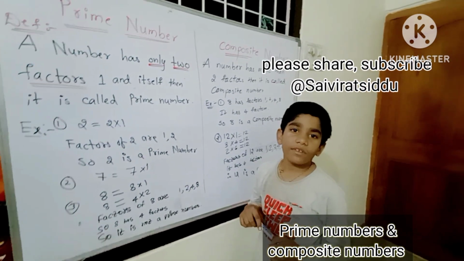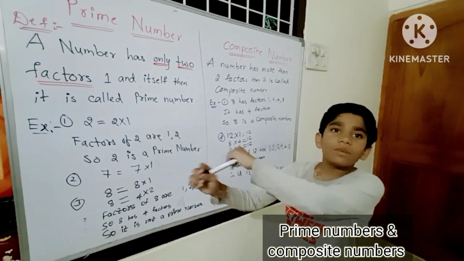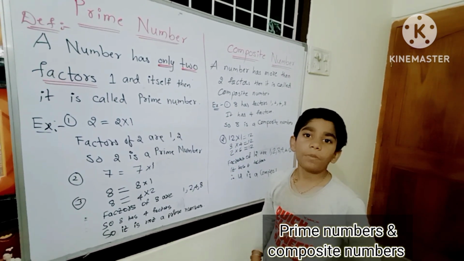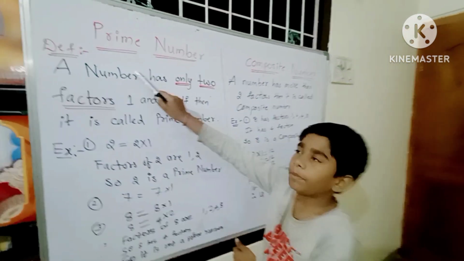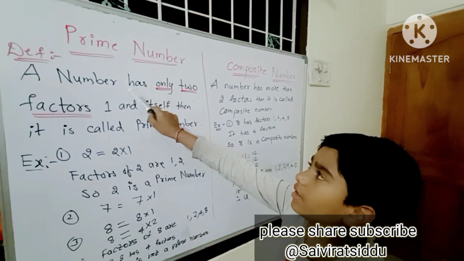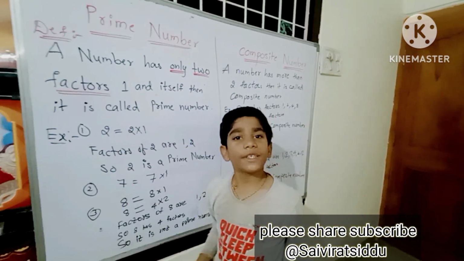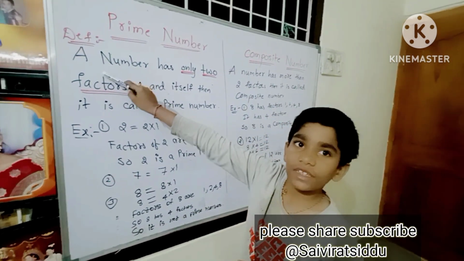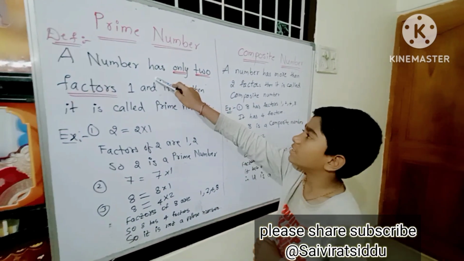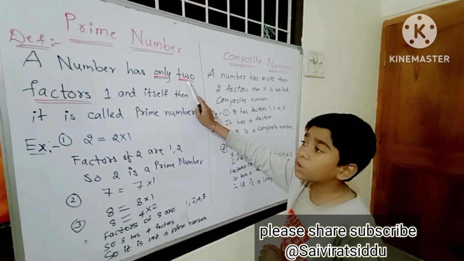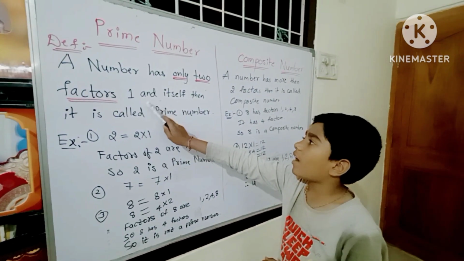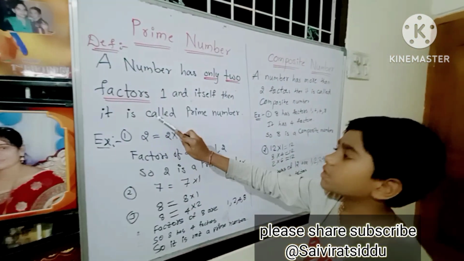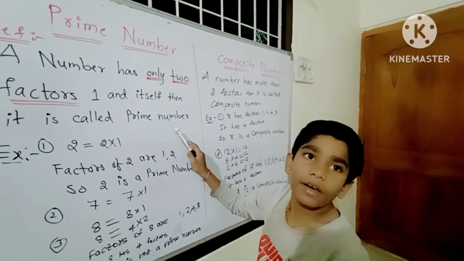Good morning, everyone. Today I am talking about factors, that is, prime numbers. Definition: what is a prime number? If a number has only two factors, one and itself, then it is called a prime number.